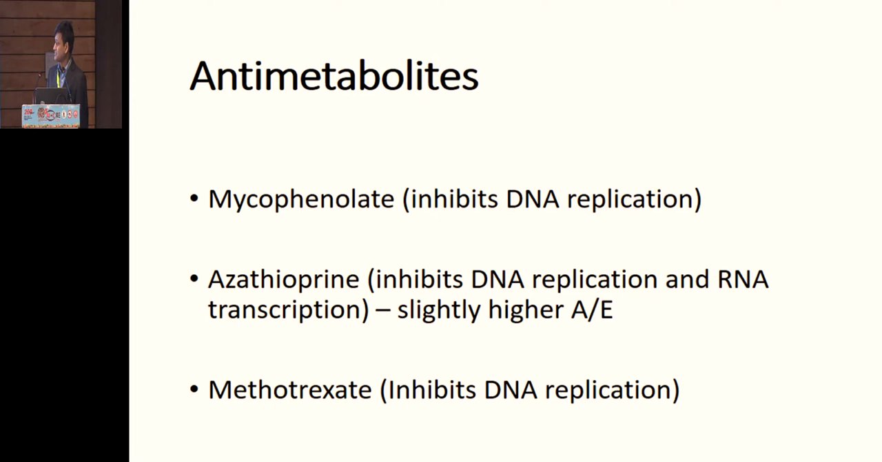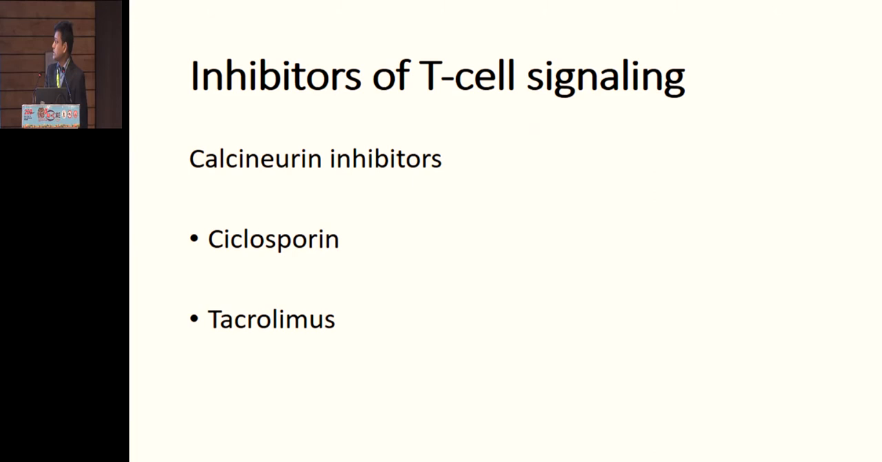And methotrexate inhibits DNA replication. It's excellent to use in children, but it can basically be used in any form of non-infectious uveitis. Then calcineurin inhibitors, these include cyclosporine and tacrolimus. These are not commonly used as first agents. These are commonly added as second agents, or as first agents when other agents are ineffective.